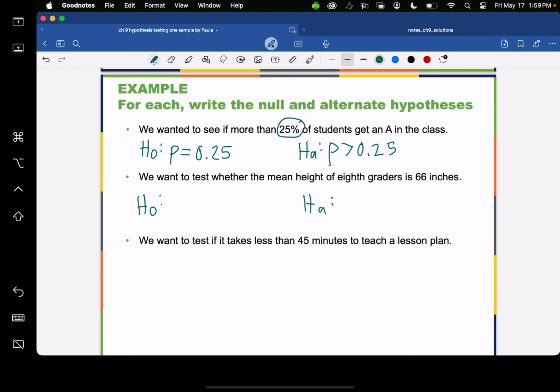Okay, down here, null hypothesis. We want to test whether the mean height, mean. So this is going to be about mu. The mean height of 8th graders is 66 inches. So the null hypothesis is mu equals 66. This statement doesn't indicate a direction. It didn't say taller than or shorter than. So when I go to my alternate, I just say not equal to 66. That's my alternate hypothesis.